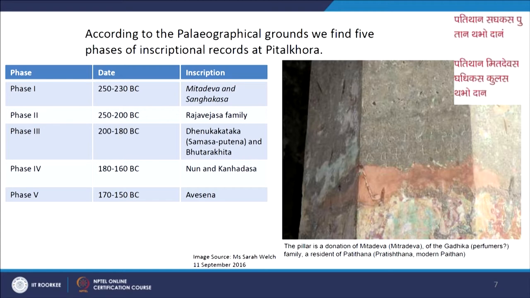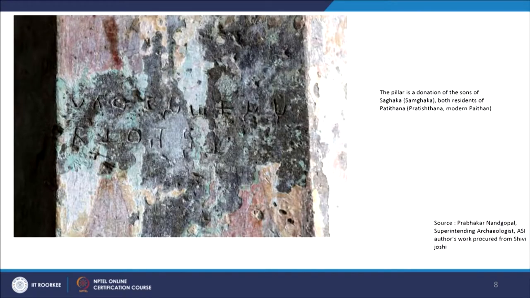So all this has become very rich evidence to know what kind of families used to live around, how they were connected, and what time they were talking about. Like that, we find nearly 5 phases of inscriptional records at Pitalkhora. One is the Mitadeva and Sangakasha, Raja Vijayesha family, Dhenu Kakatakam, and Bhutarakita, whereas phase 4 talks about Nun and Kanhadasa, and phase 5 Avesena. Similarly, this is also donated by the Sangaka, both residents of Patithana.